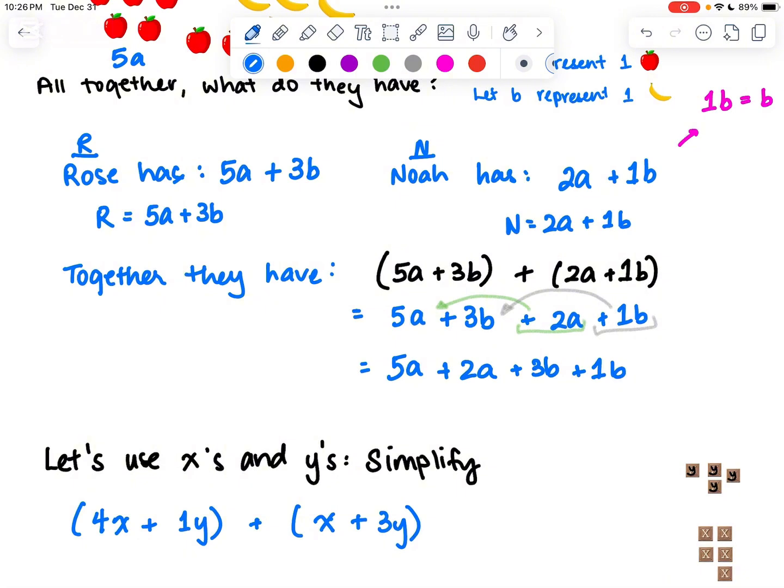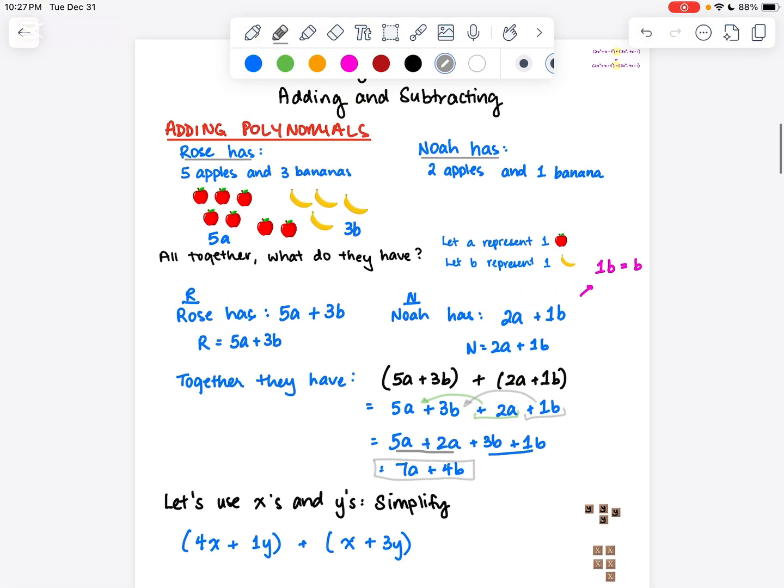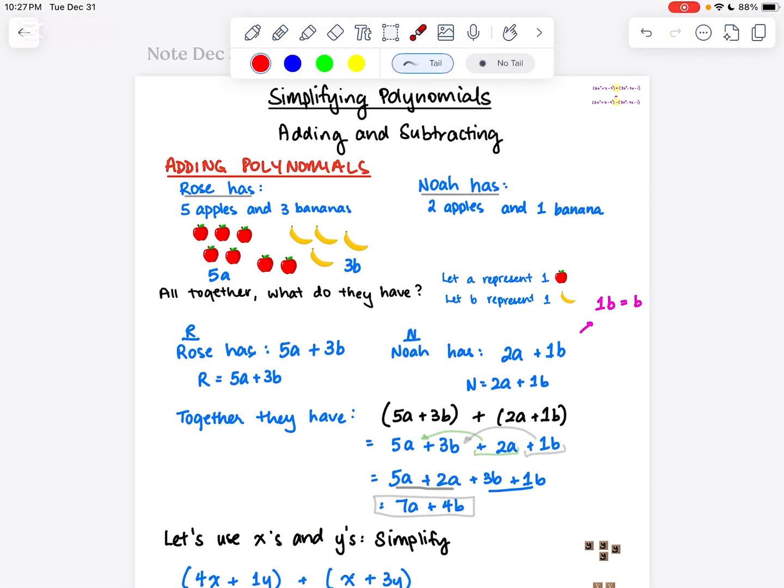And now that these are written that way, I can say, well, these two will add to 7 apples, and these two will add to 4 bananas. So that's our final answer for this. And again, the whole point of today's lesson is we're trying to learn how to simplify polynomials. So we'll see that we had an expression here that wasn't so simple, but using some math rules, we were able to get it to this much more simplified form.